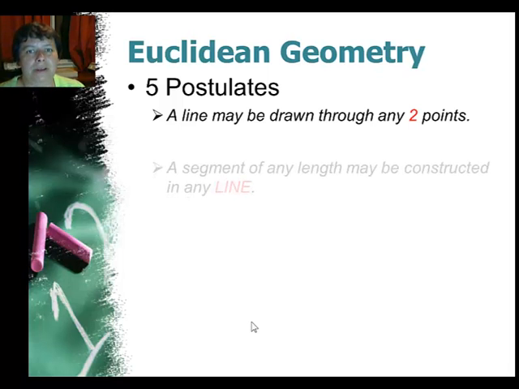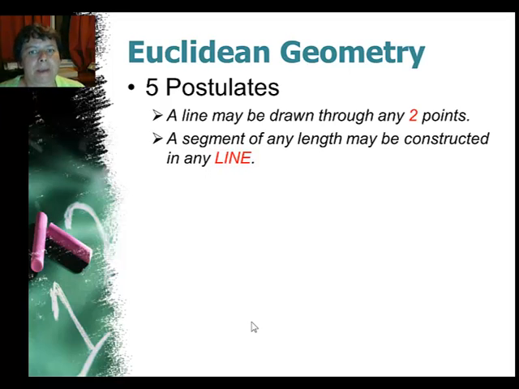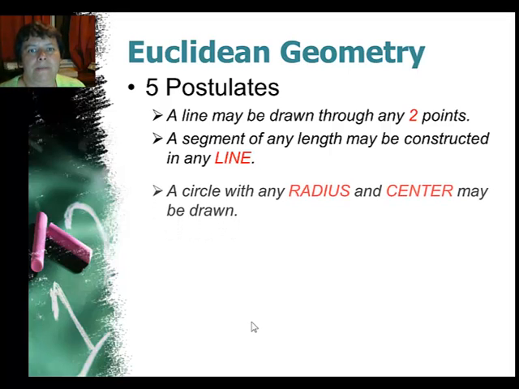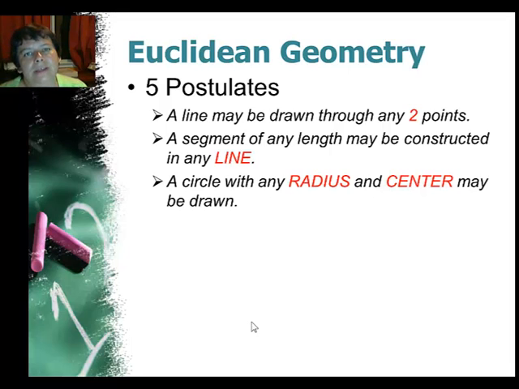His second postulate was that a segment of any length may be constructed in any line. As we discussed, lines go on forever. So that means if I want to create a segment on that line that's, say, just a centimeter, I can do it. Or an inch, or more like a foot, or even the length of a football field. Because the line goes on forever, I can use any line to make a segment on that line of the desired length. He also said a circle with any radius and center may be drawn. And so that means I can have the center of the circle here, and I can have a smaller radius, or I can have a giant radius. Anywhere I can have a circle with a center where I want it, and a radius as big as I want it.